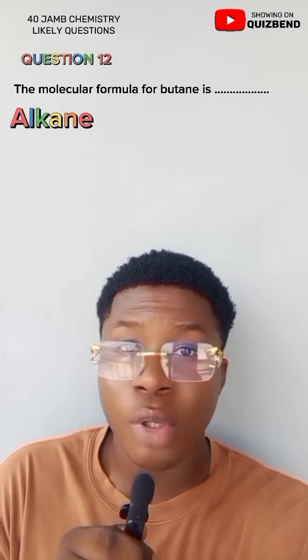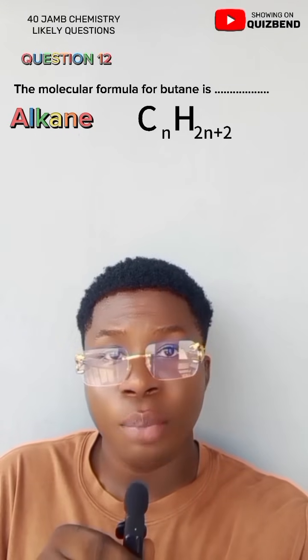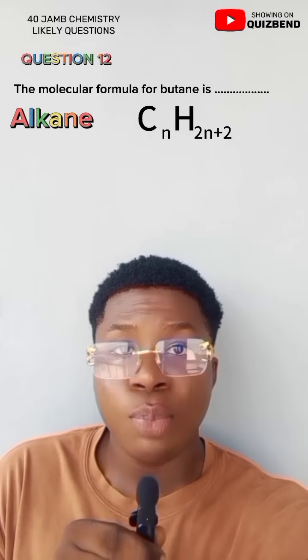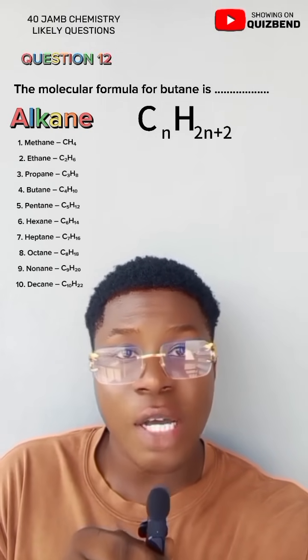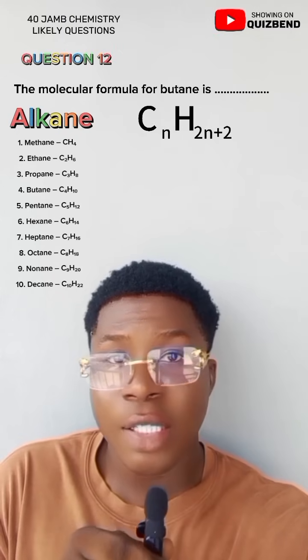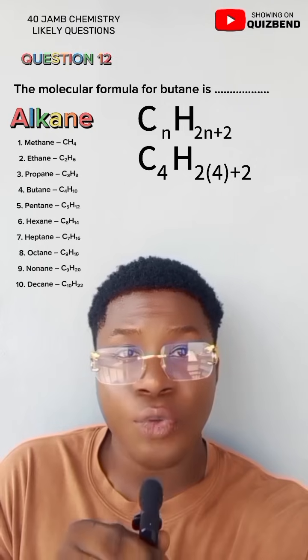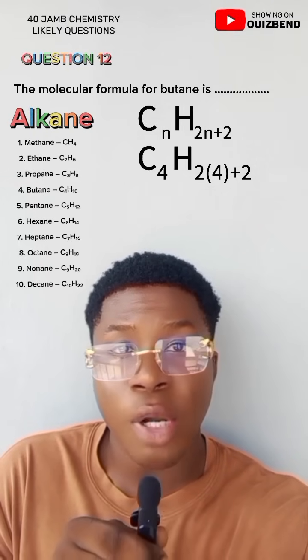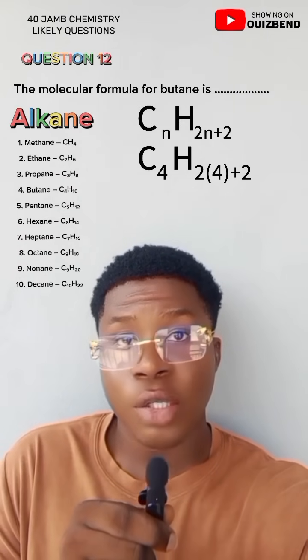The molecular formula for butane can be derived from the general molecular formula for all alkanes, which is CnH2n+2, where n is the number of carbon present in the alkane member that we are trying to derive its molecular formula. Since butane is the fourth member in the homologous series of alkane, this means it has 4 carbon atoms in it, and this n here is going to be equal to 4. So you substitute the value of n, which is 4, into this general formula for all alkanes. Then we have C4H(2 × 4 + 2).